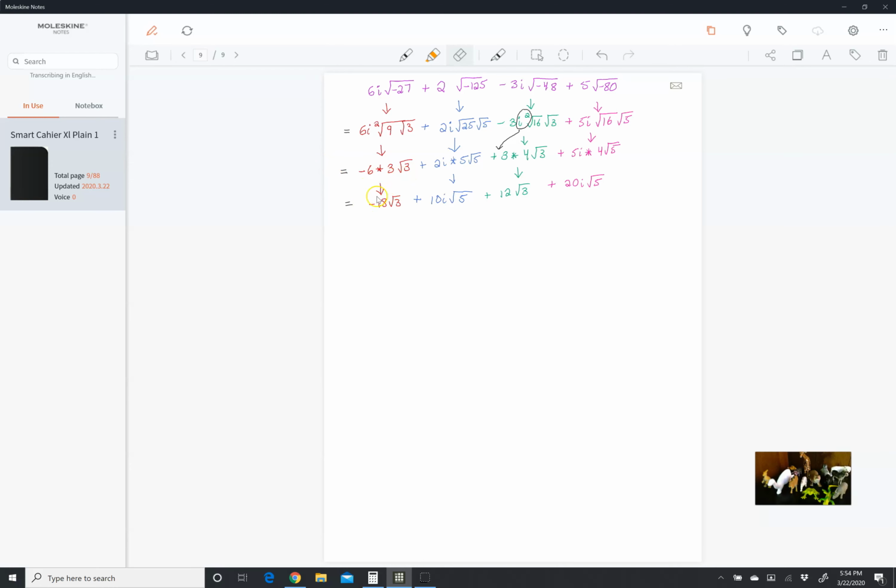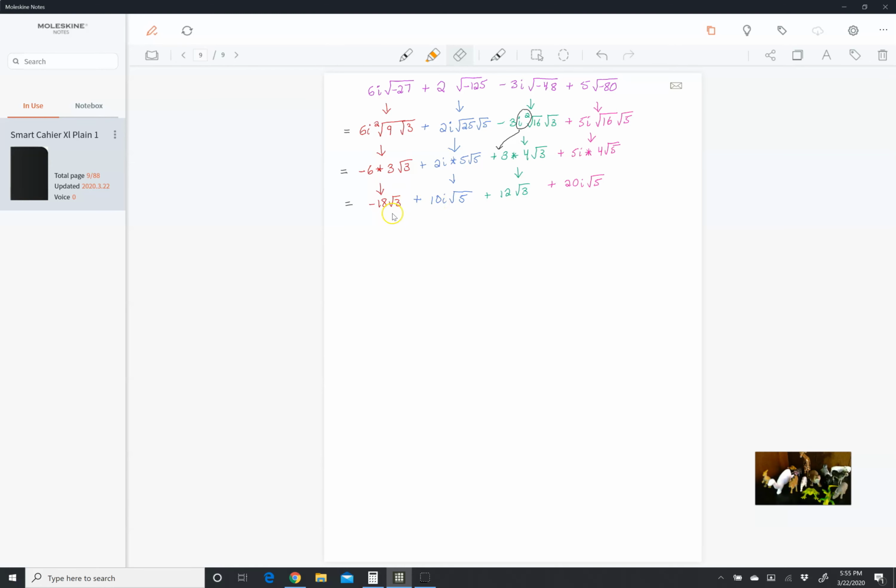The coefficients on the outside must either both be real or both be imaginary. So for example, negative 18 and a 10i cannot be combined. And then what's under the square root, we call this a radicand, and we'll be talking about that later on in the semester. But what's under the square root, the radicand, has to be the same as well.